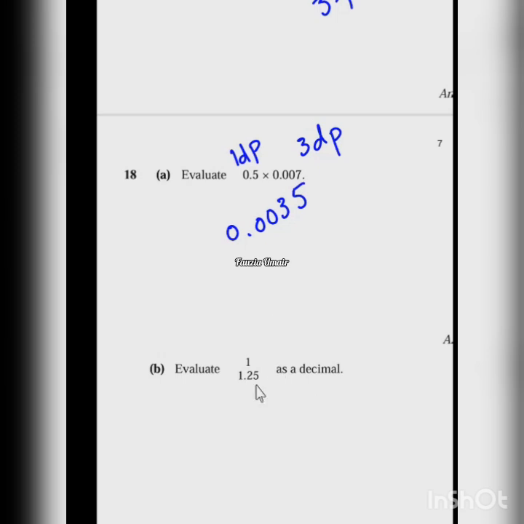So what about this question? Evaluate 1 by 1.25 as a decimal. The calculator is not allowed. What to do? We can multiply both by 100 to get rid of the decimal. So it would be 100 by 125. Now this is not the simplest form, and we need to give the answer in decimal also. If we divide by 25, it is 4 by 5.